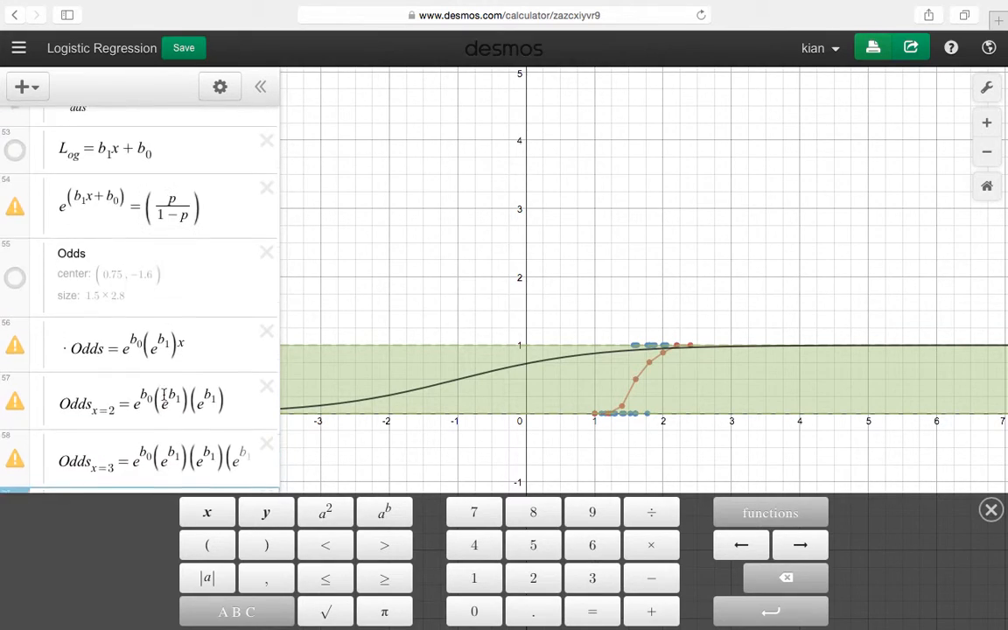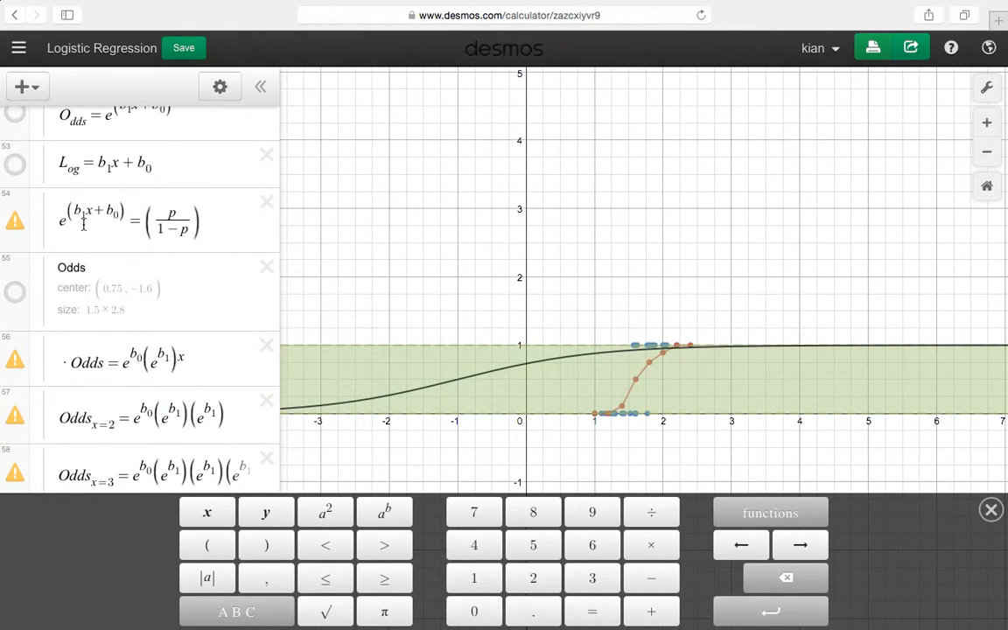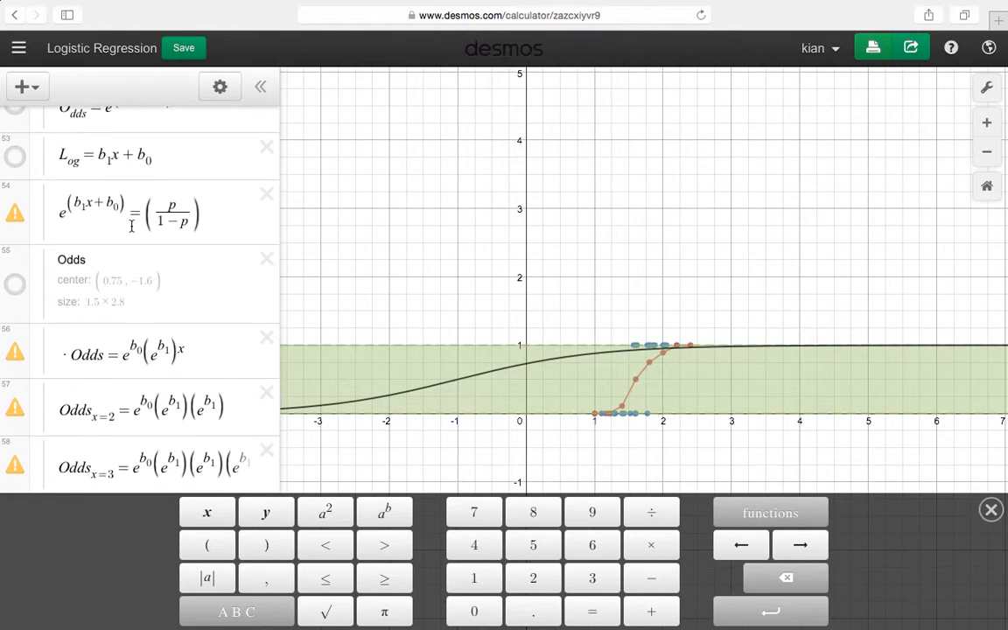Now, by looking at this expression, we can see that now we have a good sense of what this p over 1 minus p, or odds, means. But the left side, it's a little too complicated. What does it actually mean, e to the beta 1x plus beta 0? Now we can make this part a little easier, but there's a compromise. The other side would get a little more complicated.